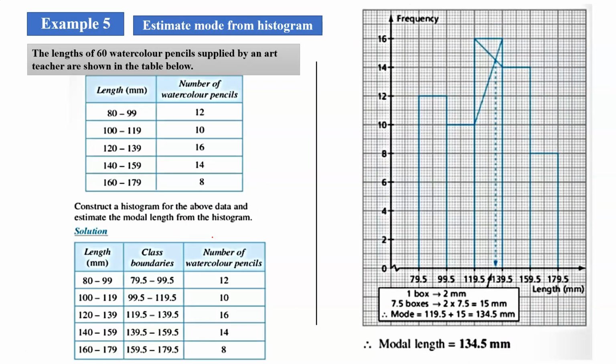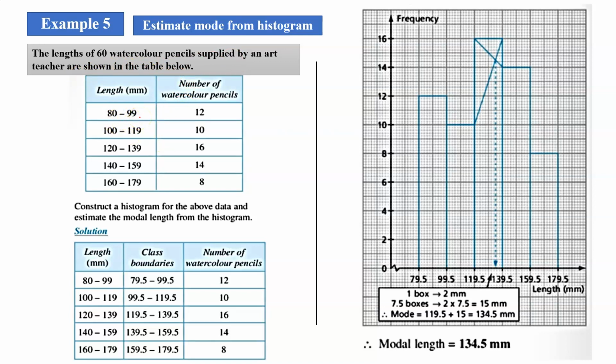Okay, now is example 5, estimate mode from histogram. So, what is this? Is this grouped data or ungrouped data? So, this is actually grouped data. Kenapa group data? Because you have dash, dash, dash. Ada selang kelas dekat situ. You have interval, class interval. So, the lengths of 60 watercolor pencils supplied by an art teacher are shown in the table below. Okay. So, ini adalah panjang watercolor pencil tu.